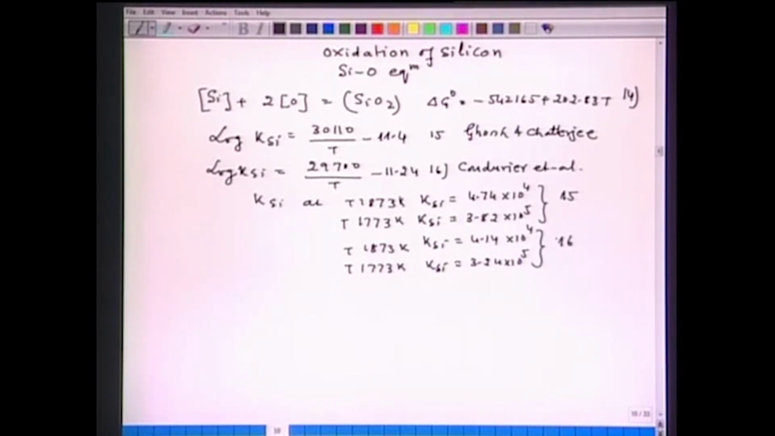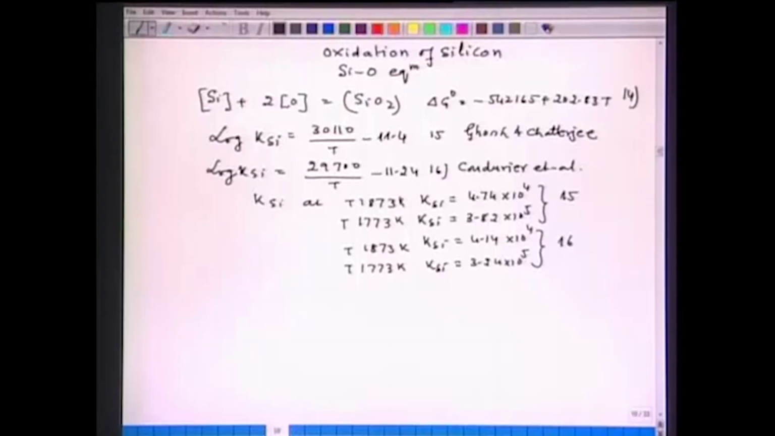So, what I wanted to tell you is that you may come across different sources and you may get slightly different values. Accordingly, I gave you this just for reference, but both the equations predict that decreasing temperature increases the value of K silicon. That is our conclusion that we get at different temperatures.